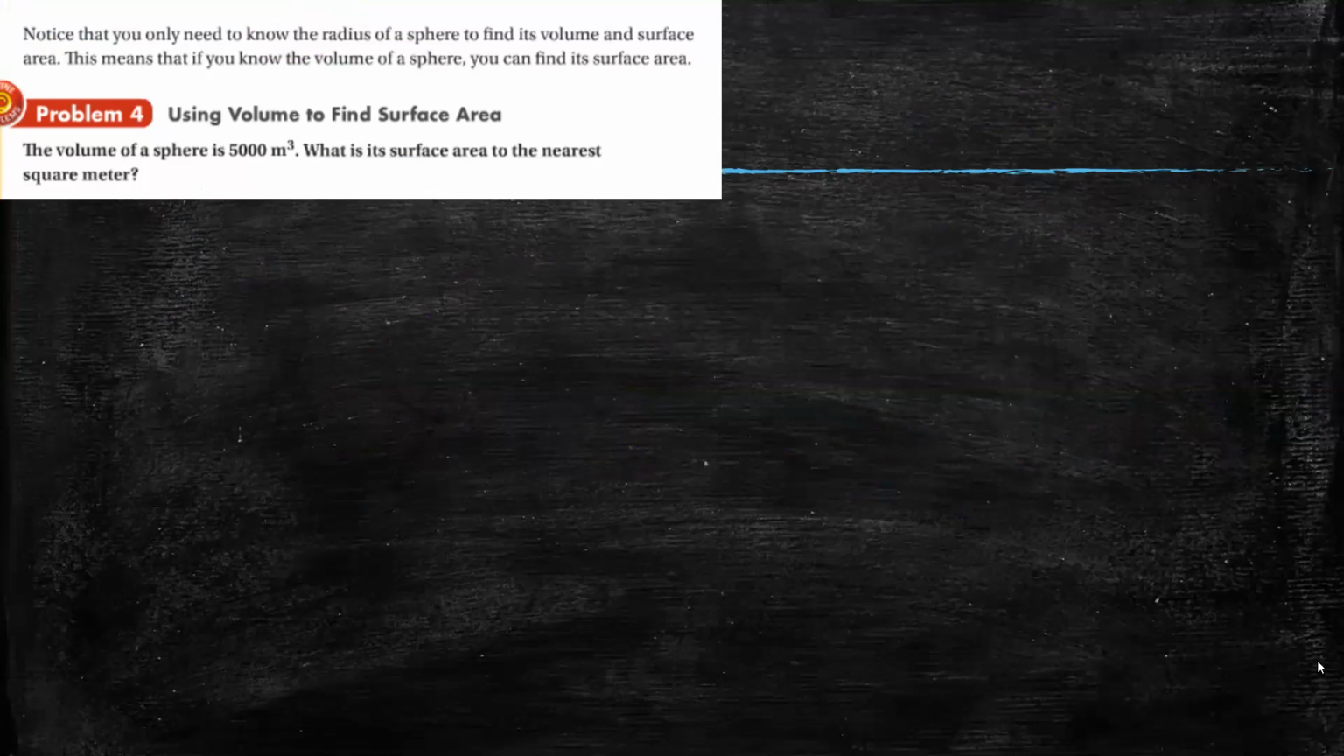So as you see, we need the radius to find the volume of the sphere or the surface area of the sphere. We only need the radius. There's no height, there's no area of the base, there's nothing complicated. To find the volume or the surface area of the sphere, we only need the radius.